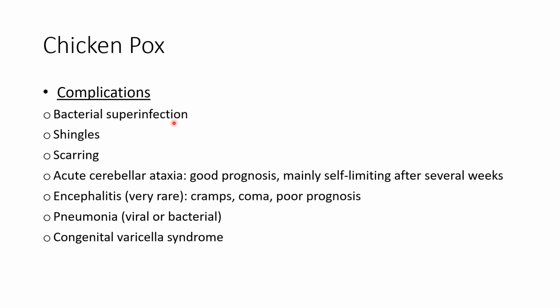Complications: bacterial superinfection, shingles, scarring, acute cerebellar ataxia. Good prognosis, mainly self-limiting after several weeks. Encephalitis, very rare. Seizures, coma, poor prognosis. Pneumonia, viral or bacterial. Pneumonia is the most common complication if chickenpox occurs in pregnancy. Congenital varicella syndrome can occur in the fetus or newborn.